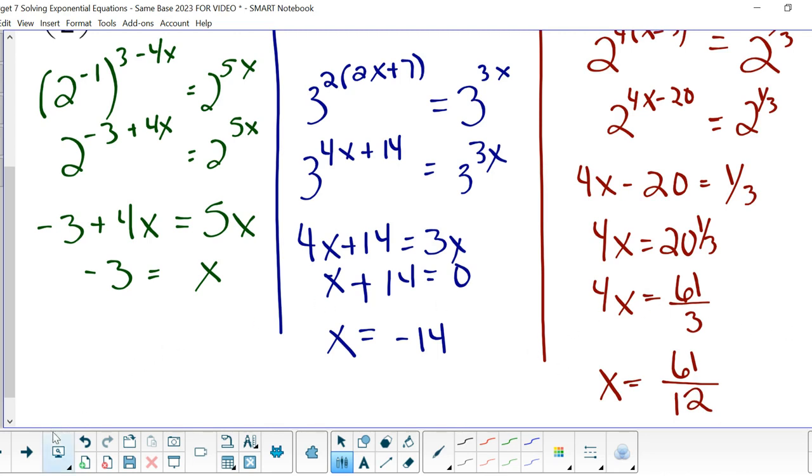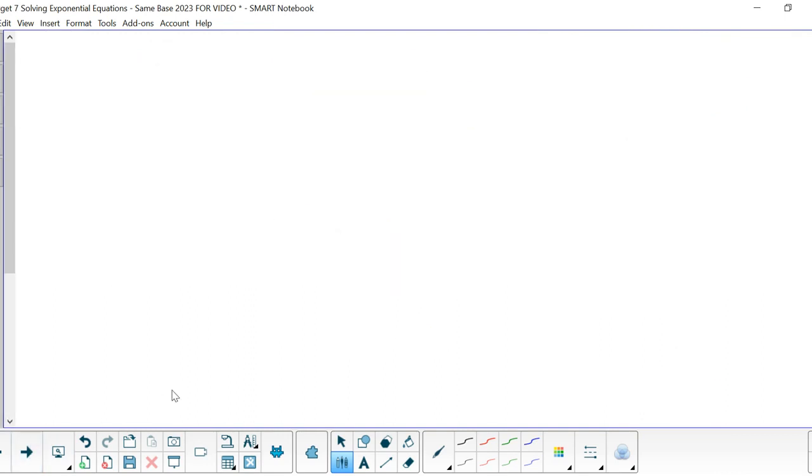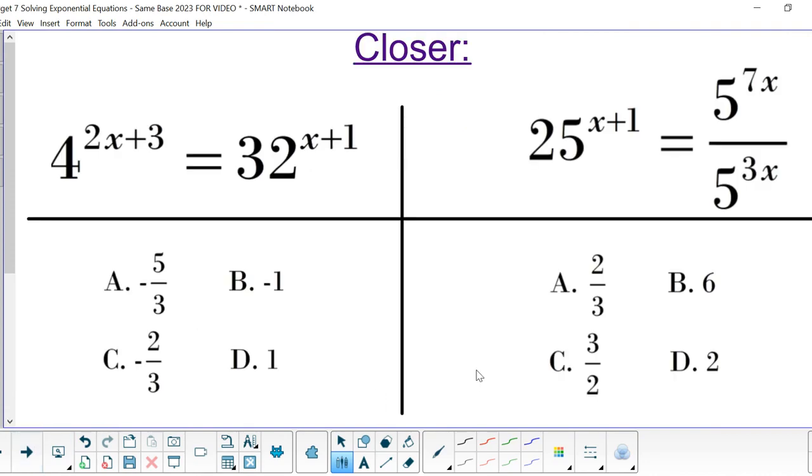Okay, so those are the 6 problems I wanted to go over with you. At the bottom of your handout, there should have been some space there. We were going to do some stuff together in class, but I just want you to take a look at these 2 problems. Pause the video and look at them and try them out. And then I'm going to tell you what the answer is once you have paused the video.